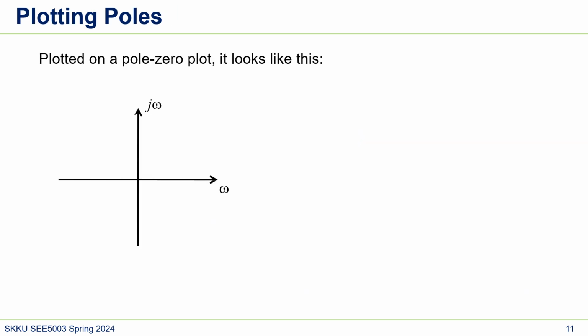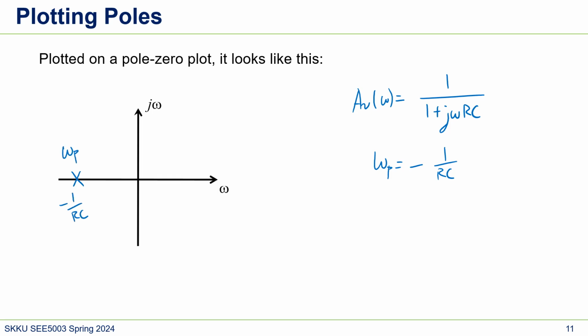So for our RC circuit, A(V)(w) was like 1 plus j omega RC. And our pole, we can say, is minus 1 over RC. So in this case, our pole is here. And we represent a pole with this cross symbol. Here's w_p, and this is 1 over RC. And this is the left half plane.